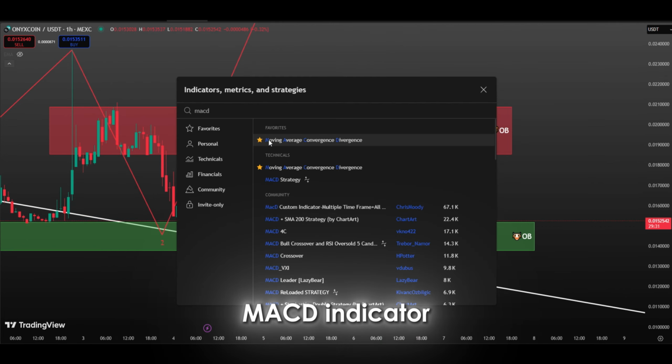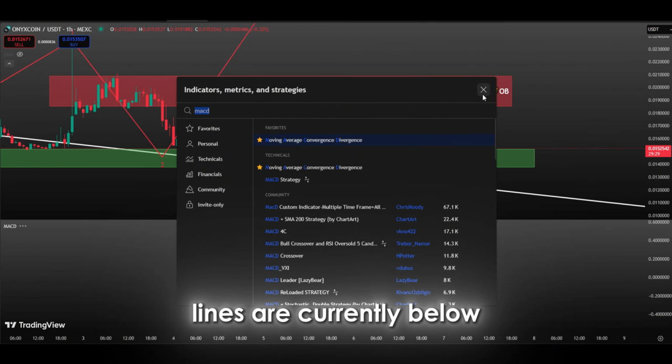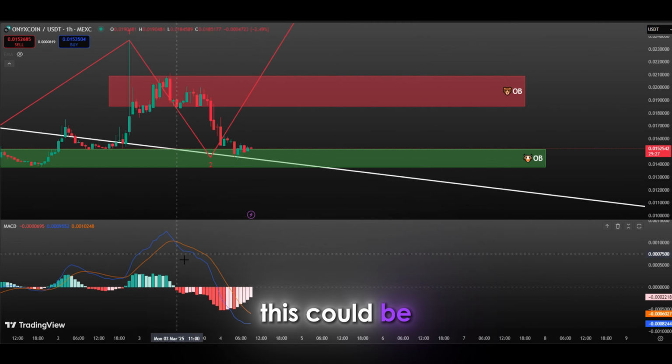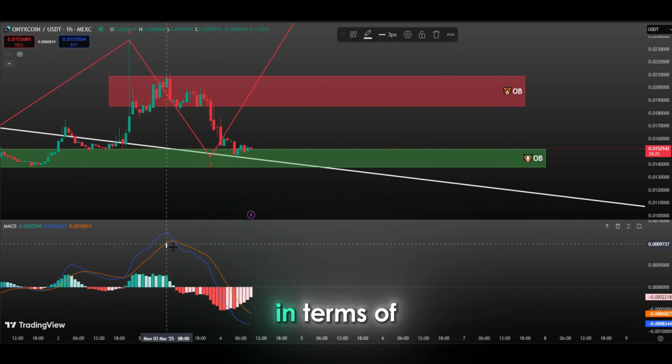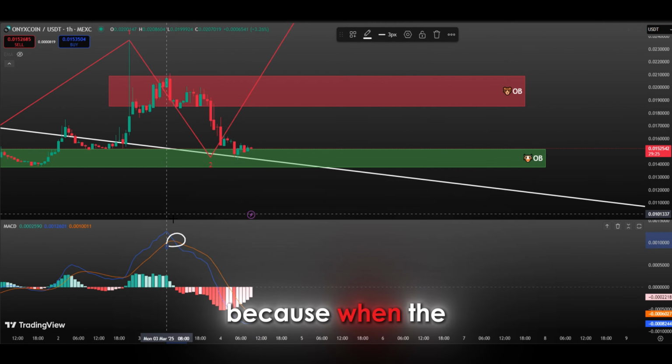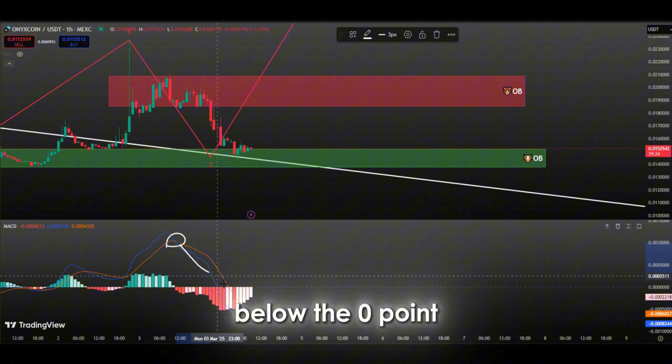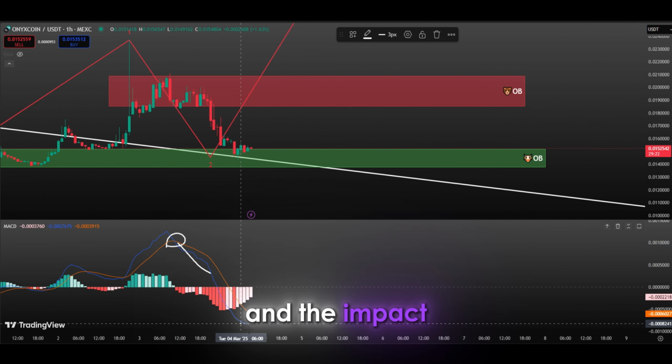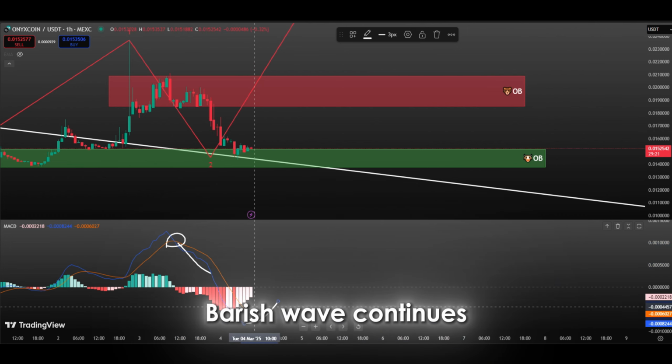Looking at the MACD indicator, we can see that the MACD lines are currently below the 0 point and are preparing for an upside crossover. This could be a very important development in terms of price action. Because when the MACD lines are below the 0 point, it generally indicates that the market is still in negative territory and the impact of the previous bearish wave continues.